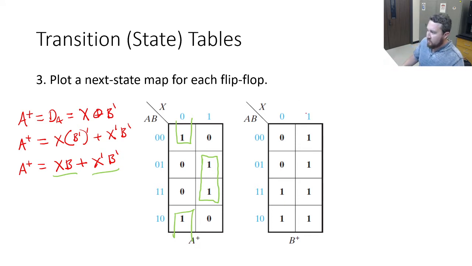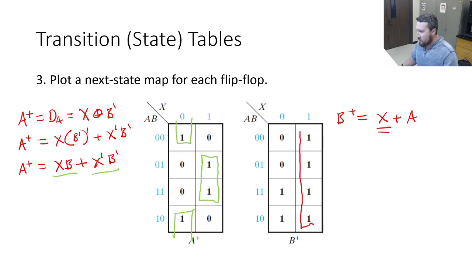And we'll do the same thing for b plus, right? B plus was equal to x or a, right? So that's already in product of sums. So the term just x is going to be this column. And the term for A is going to be this box at A equals 1. So that's how we reassemble the K-map from our equations. Any questions about that?